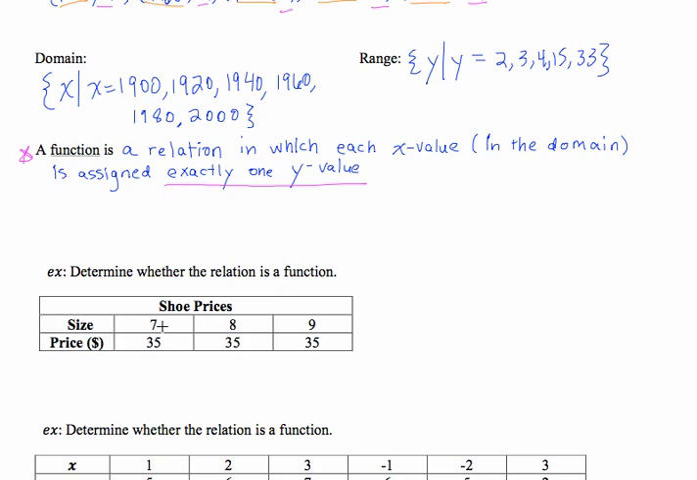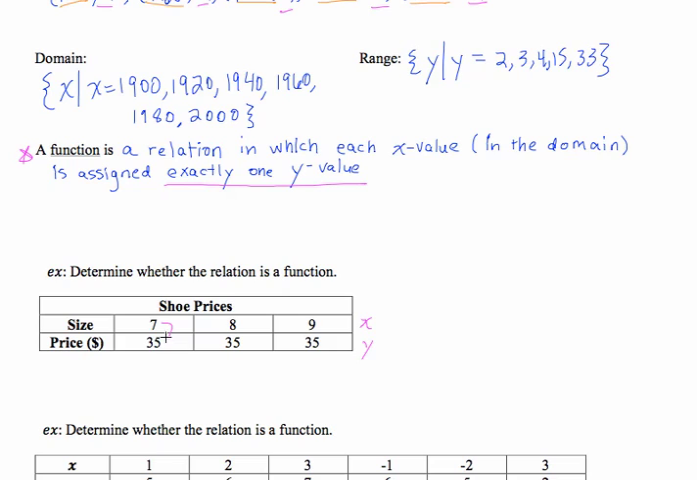Okay, now here's our x's, 7, 8, and 9. Those are x values. Here's our y's. Now, how many y's does each x get? That's the question. Each x here, 7, 8, and 9, gets one y.